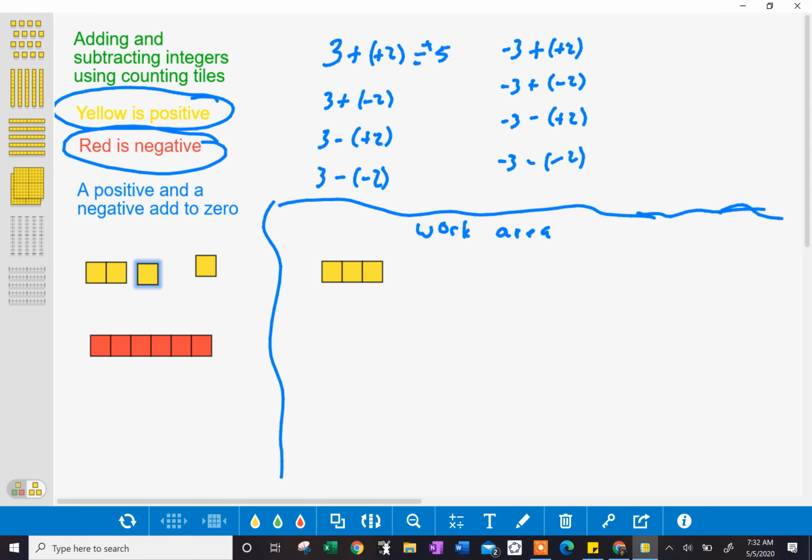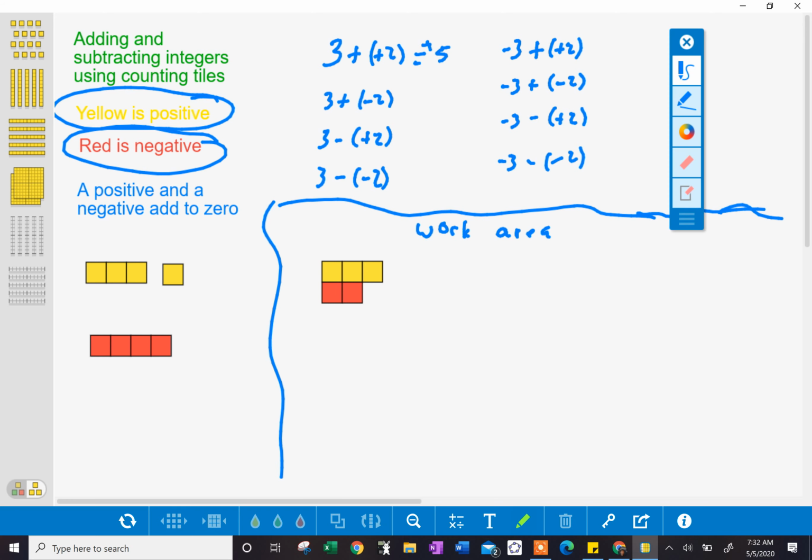My next one here is 3 positives, and I'm going to add 2 negatives. Well, 1 negative, 2 negatives. And now you can see over here I said a positive and a negative add to 0. So if this adds to 0, those go away and those go away, I'm only left with 1 positive. Oh, good. Excellent. Now here comes the next part, which is a little bit confusing.